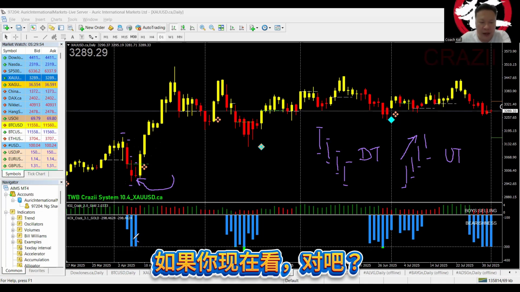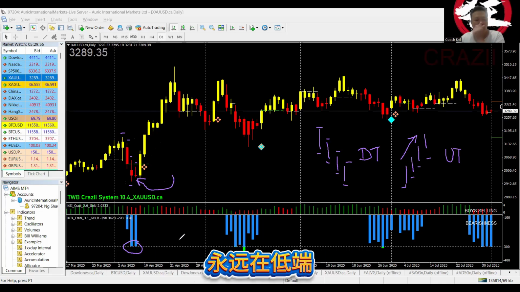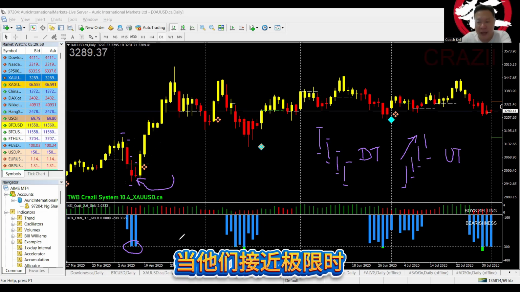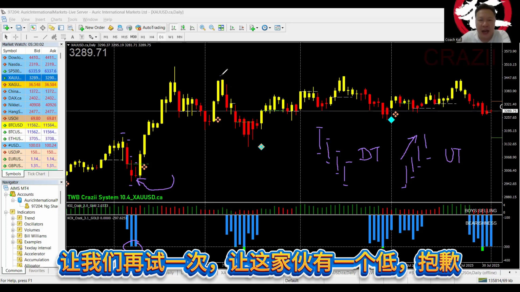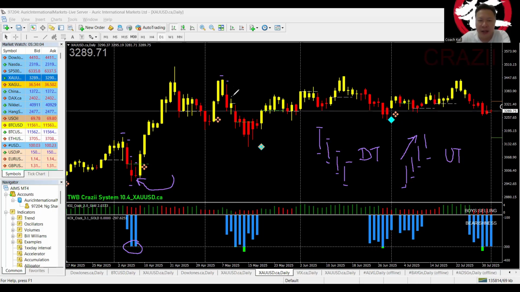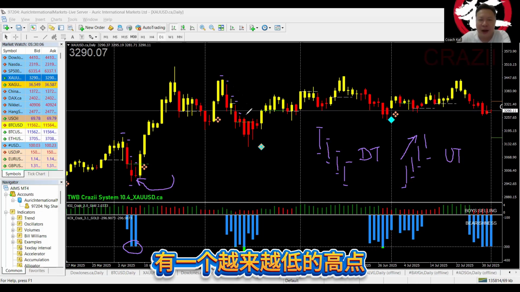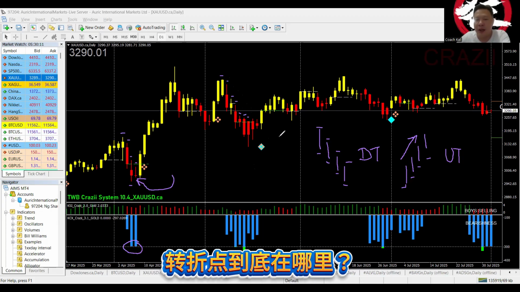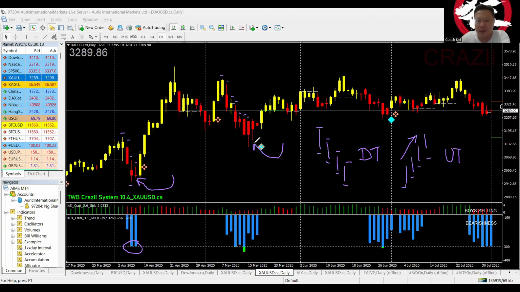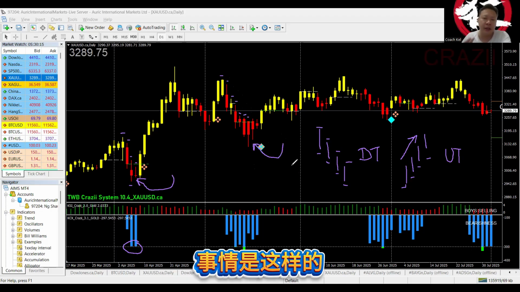And if you look at it right now, you will notice that the KCX will always be at the low end, near the extremity. Got the idea now? Okay, let's try this again. So this guy has a high that's getting lower, right? Okay, the high gets lower, right? Agree? Do you notice where's the turning point? Exactly, this guy. This guy itself, right?